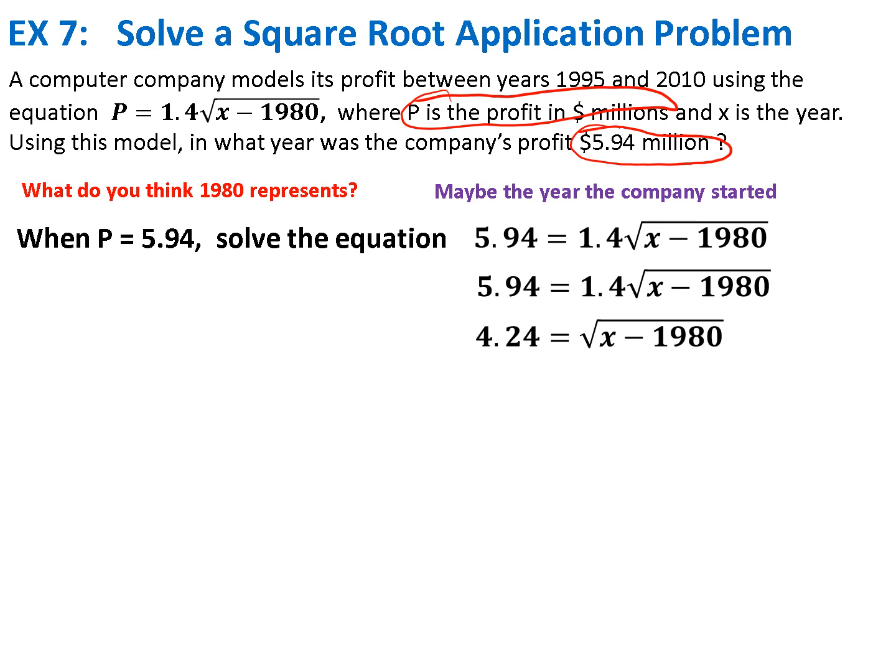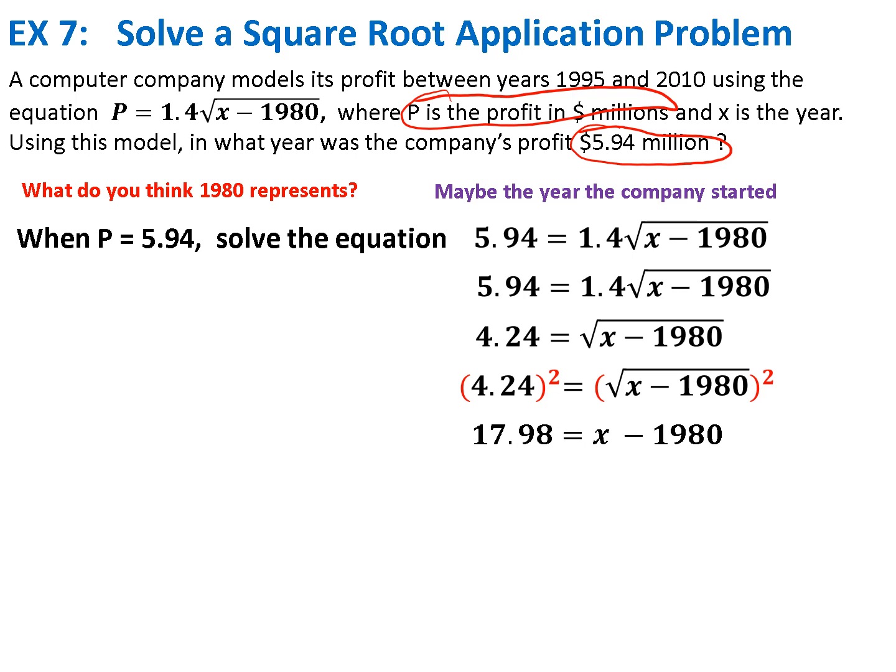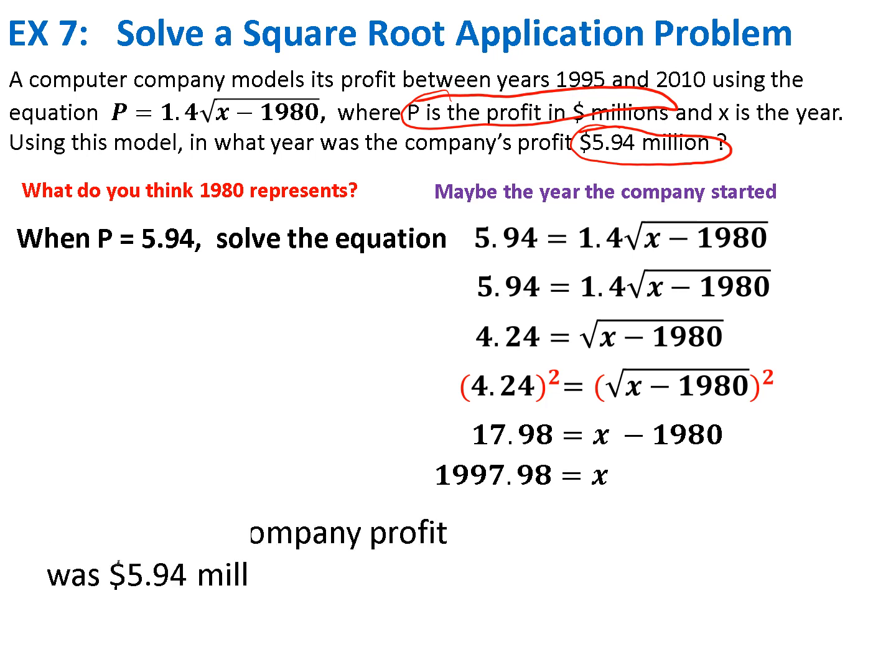So now to undo the square root, we're going to square both sides. And that gives me 17.98 is equal to x minus 1980. I add 1980 to both sides, and I come up with 1997.98. So using this model, in what year was the company's profit 5.94 million? Well, at the beginning of 1997, it wasn't 5.94 million yet. So we would probably round up and say in 1998, that's when the company's profit was 5.94 million.